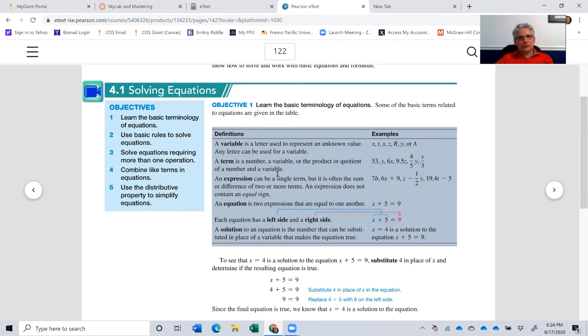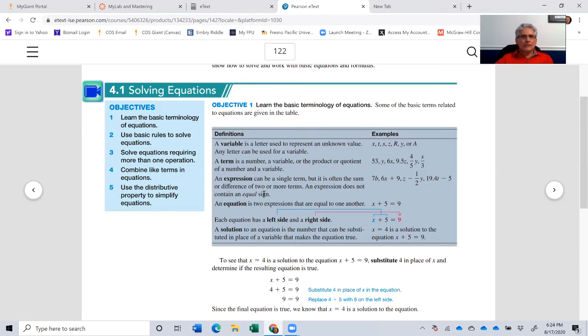The word term. A term is a number, a variable, or the product or quotient of a number and a variable. So a term would be like 53, y, 6x, 9.5, 4 over 5y, s over 3. So we're really just talking about a number. A term is a number, but it could include a variable. So just y by itself is a term, but 6x is also a term. 9.5z, those are all terms.